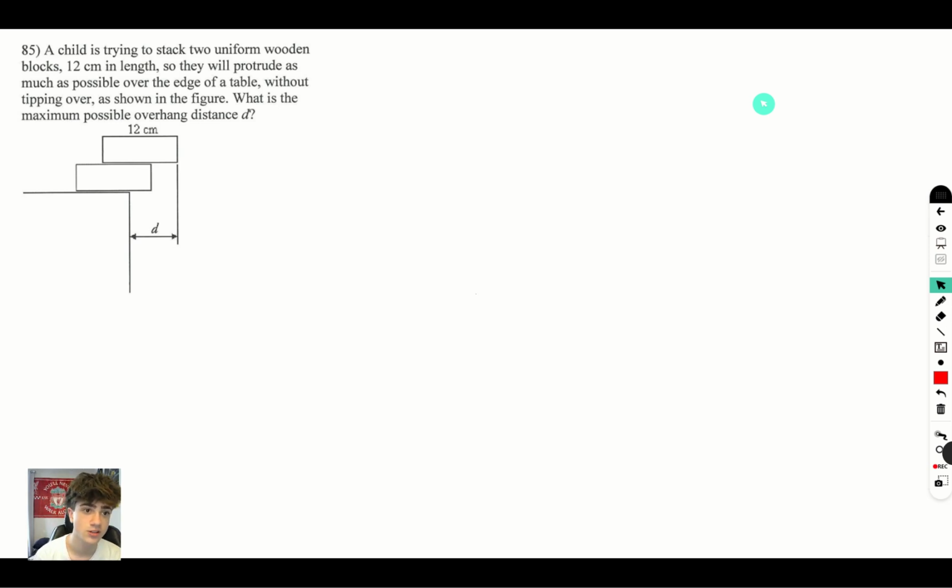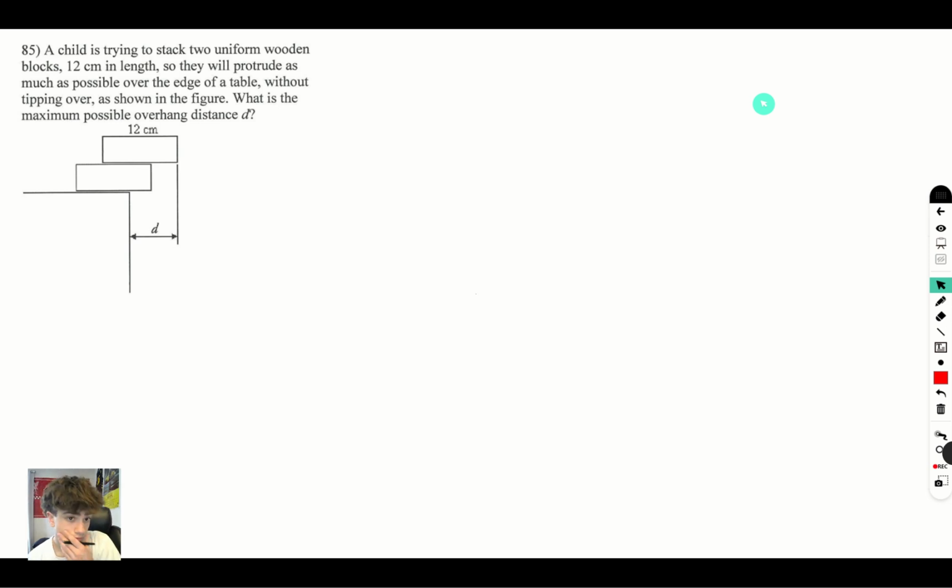Now, let's get into this problem. The prompt reads, a child is trying to stack two uniform wooden blocks 12 centimeters in length so they will protrude as much as possible over the edge of a table without tipping over, as shown in the figure. What is the maximum possible overhang distance D?